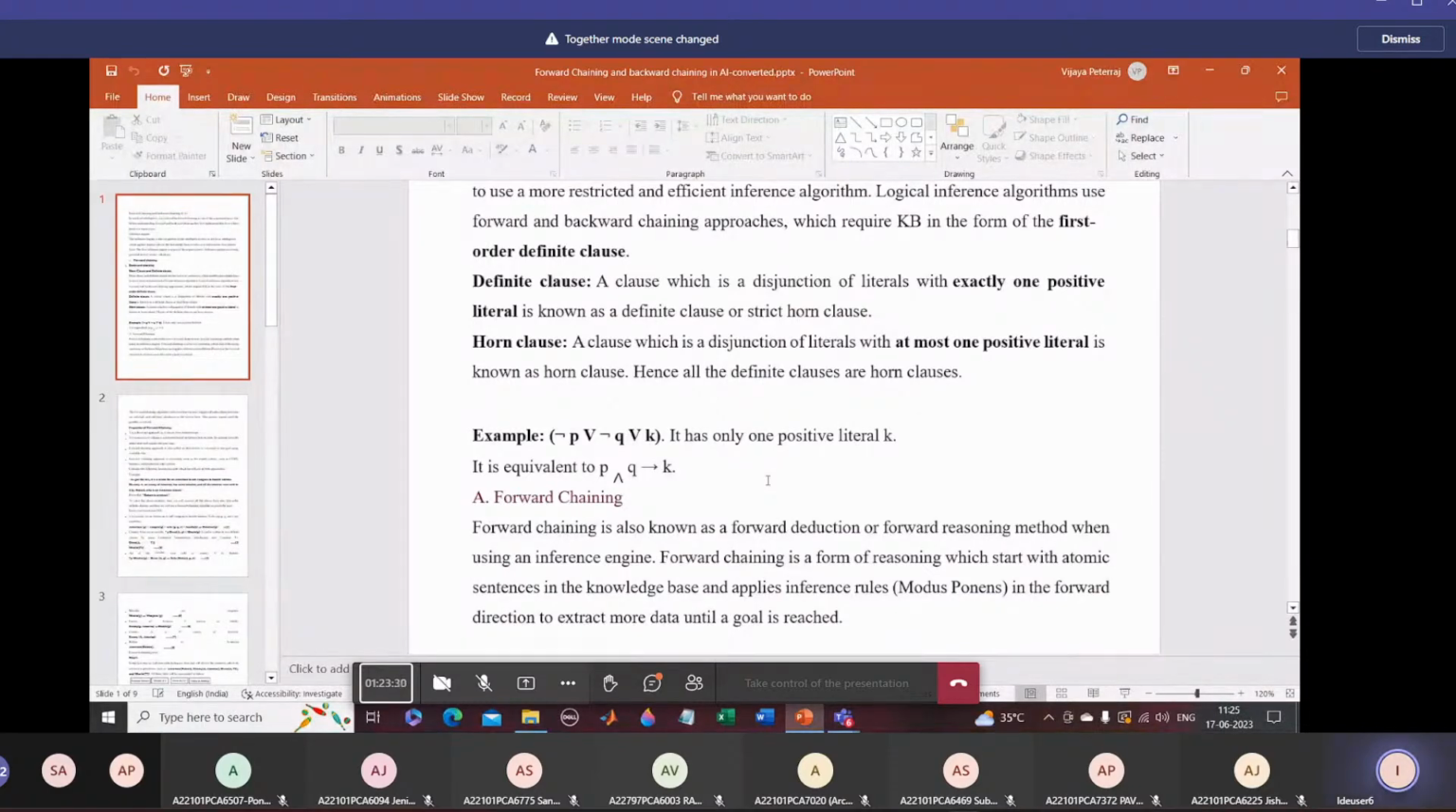So first we look into forward chaining. It is also known as forward deduction or forward reasoning method. When we are using an inference engine, it is a form of reasoning. It will start with atomic sentences in the knowledge base, and it will apply the inference rules, that is modus ponens, in the forward direction to extract more data until a goal is reached. So you start with the atomic statement, you go in the forward direction, and you extract more data so that you reach a goal.